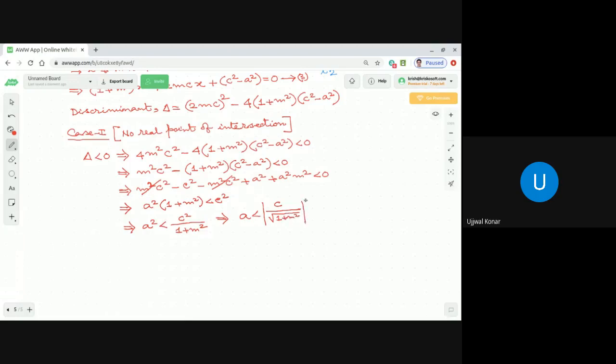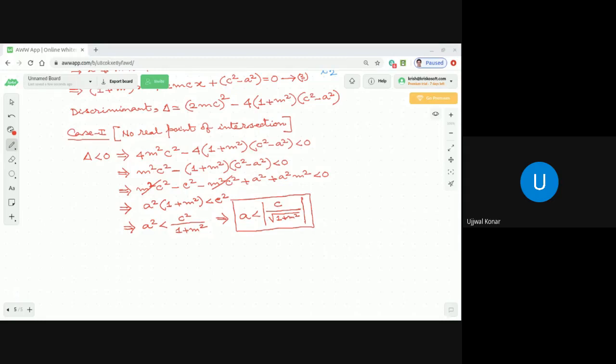Okay, so this is the required condition so that the straight line has no real point of intersection with the circle. Correct, dear students? Now the next point is case 2, that is when delta is equal to 0. Now, there are two coincident points of intersection. That means it is touching the circle.